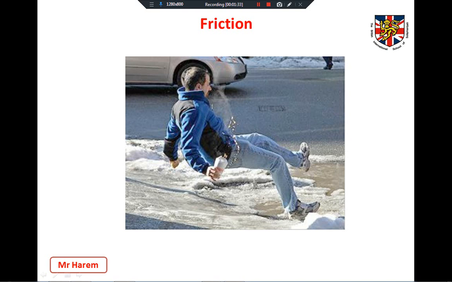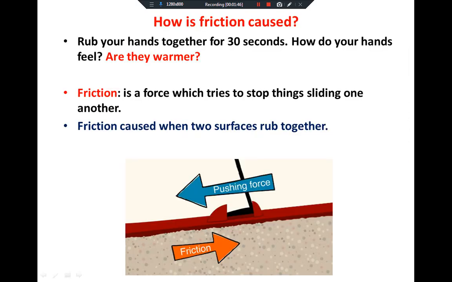So friction can make you walk smoothly without having any problem, and it can cause problems for you as well. So let's see what friction means and how this type of force can cause us problems. Actually, friction is a force which tries to stop things sliding against one another. This is true. It's a force that actually tries to stop things from sliding, okay? But this actually depends on the amount of friction that we have, okay?